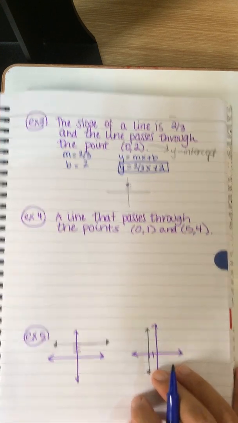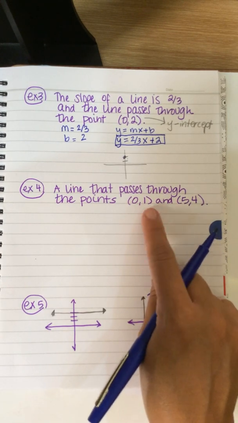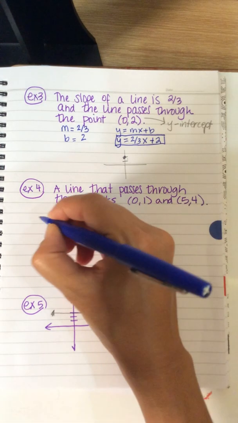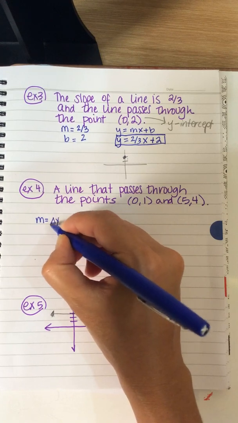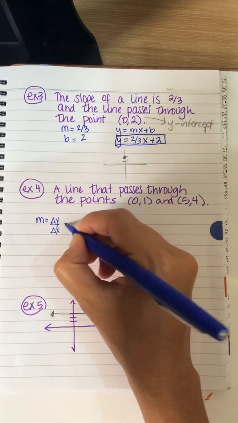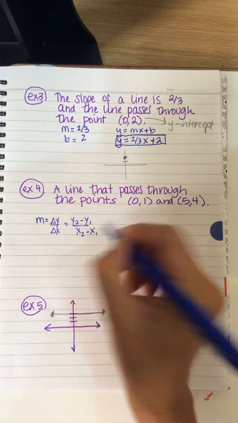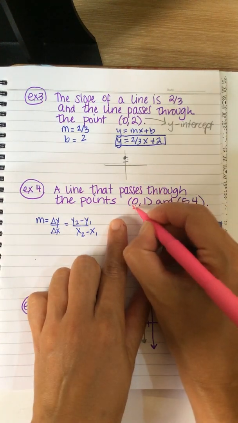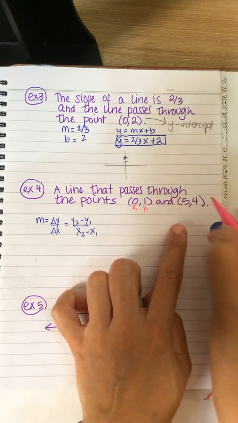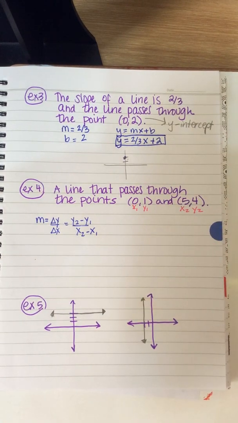All right, now we're getting a little trickier. A line that passes through the points (0, 1) and (5, 4). So we have to find the slope from these points. Hopefully you remember that formula we've been doing: it's the change in y over the change in x, right? Which means you do y2 minus y1 over x2 minus x1. So I just have to label these. Remember, it doesn't matter. If I make this my first point, that's fine, then I'll label this x1, y1. If this is my second point, this is x2, y2. If I had swapped the order, it doesn't matter. You're going to get the same answer.